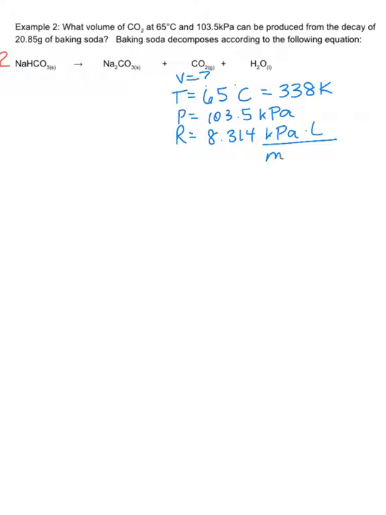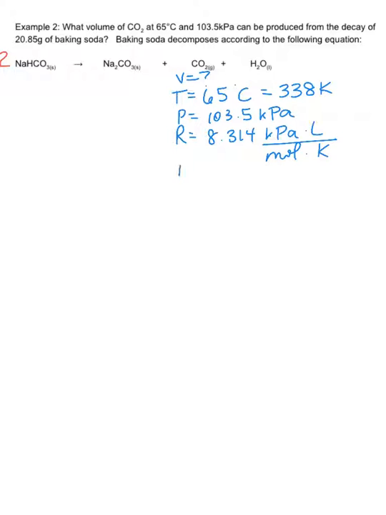The temperature I know is 65 degrees Celsius. However, that will never do because it's in degrees Celsius, so I need to add 273 to get it into degrees Kelvin. So 338 Kelvin. I also know that the pressure is 103.5, and that's in kilopascals, so that's good. I need to know the R value. That's my gas constant, so I have that. 8.314 kilopascals liter per mole Kelvin.